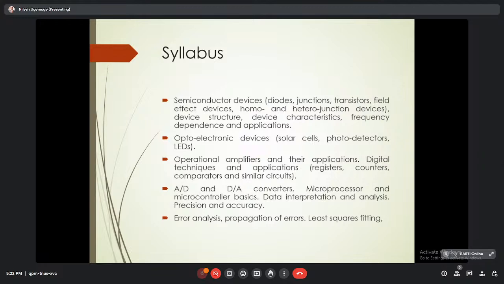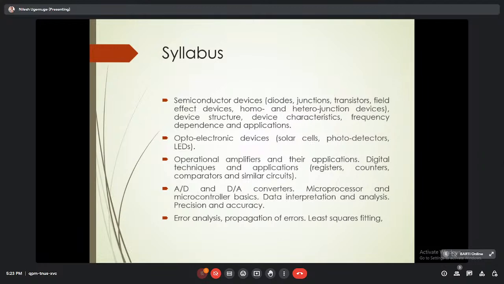Again, digital techniques and applications. We have registers, counters, comparators, and similar circuits. Then analog to digital and digital to analog converters. Then we have microprocessor and microcontroller basics. Then data interpretation and analysis in electronics, precision and accuracy. Then again error analysis, propagation of errors, and least square fitting. So these are all the things we will try to discuss.